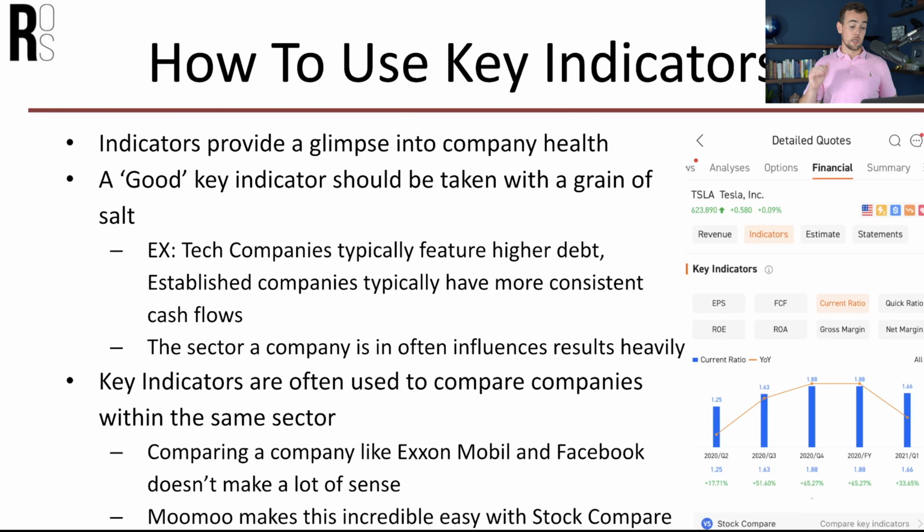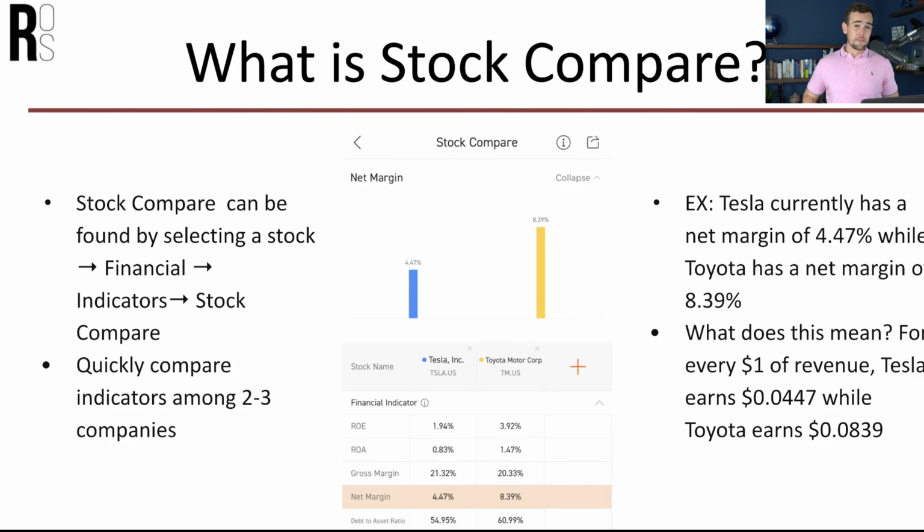Now, Moomoo makes this incredibly easy with the stock compare feature. So more on the stock compare feature here, guys. Let's take a look with Tesla, all right? So stock compare can be found by visiting the financial tab, moving over to indicators, and then clicking on stock compare. And this is going to allow you to quickly compare indicators among 2 to 3 different companies that you add yourself. So for example, we created this comparison here looking at Tesla versus Toyota Motors.